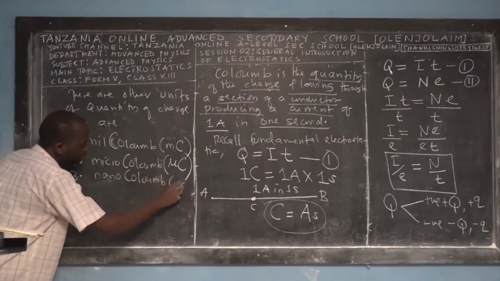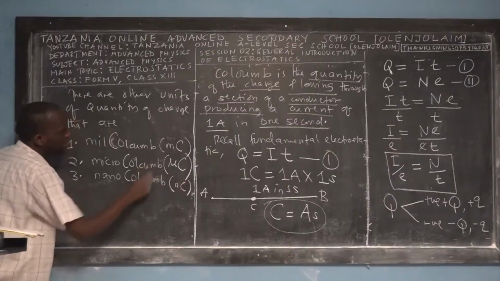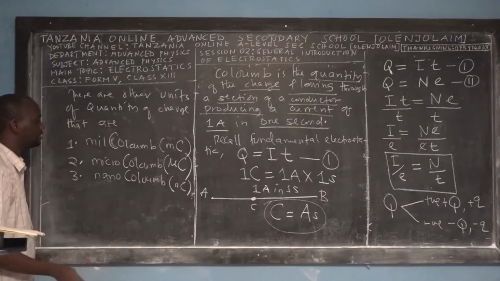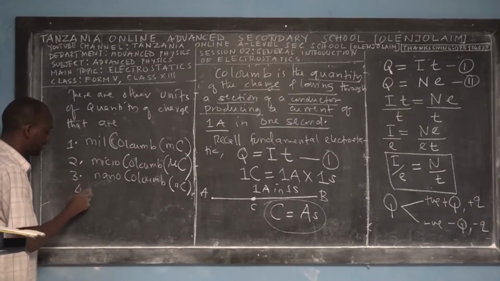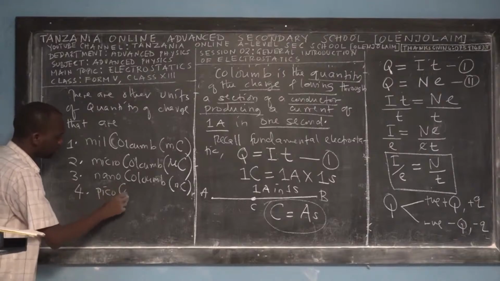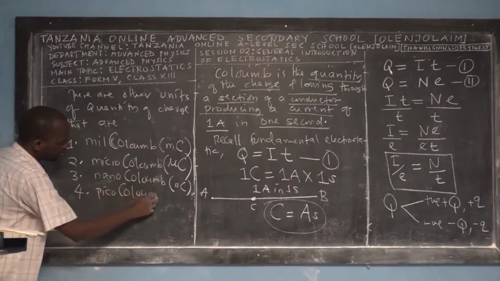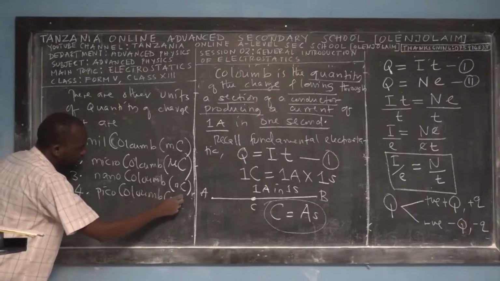Nanocoulomb, so it is nC, nF. Later on, you have nanofarad, microfarad, millifarad, farad itself, which is equivalent to coulomb. And then the other ones, we can have something called the picocoulomb, if they exist. Just giving you in general. Picocoulomb.